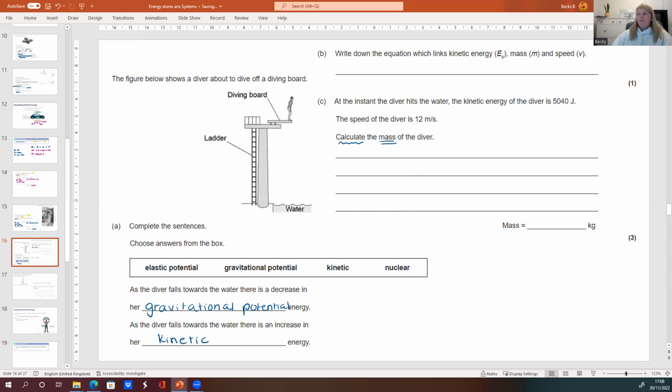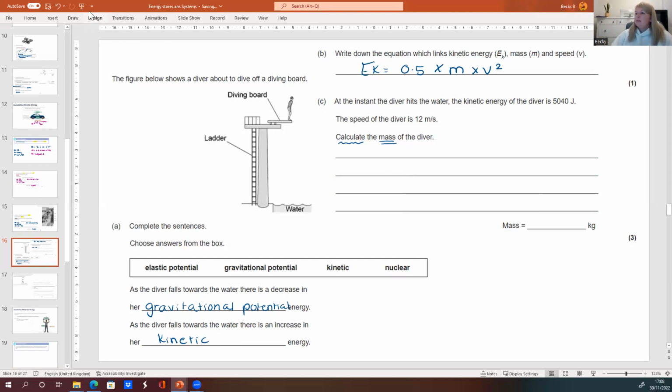Write down the equation which links kinetic energy, mass and speed. This is why you need to learn those equations. So EK equals a half. Doesn't matter whether you write a half as in 1/2 or put 0.5. Half times m times v squared.